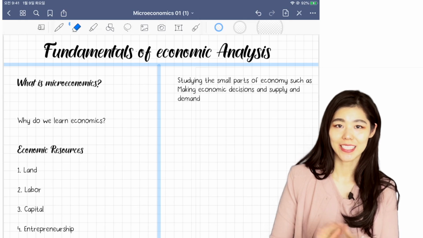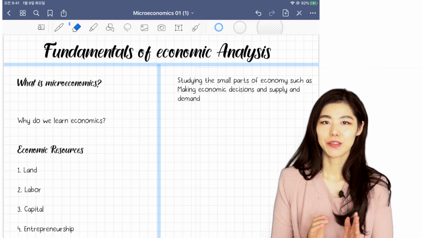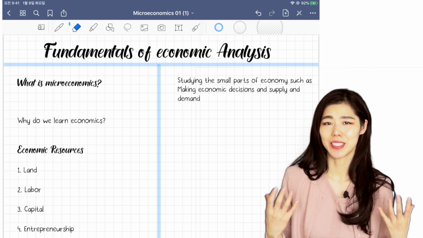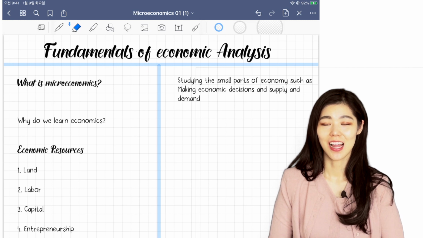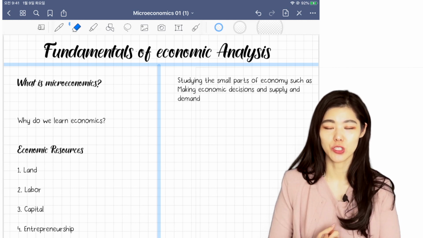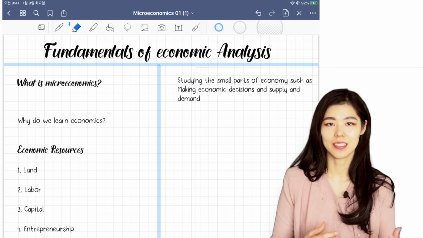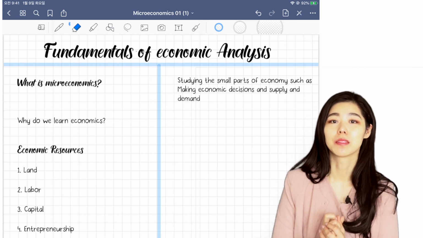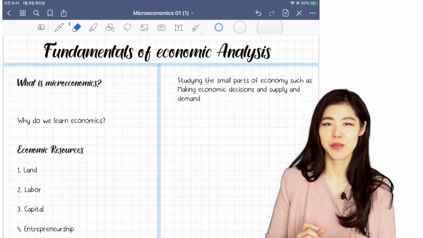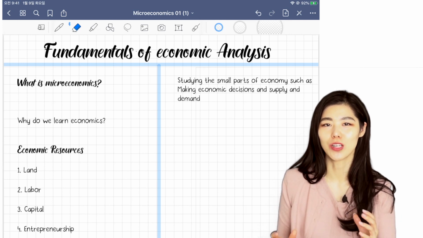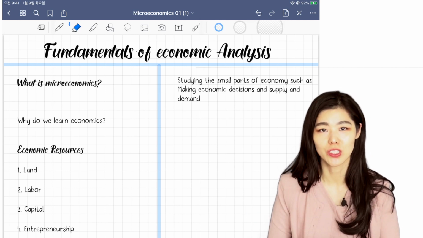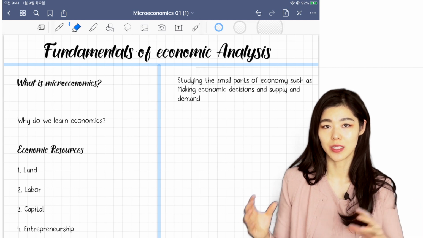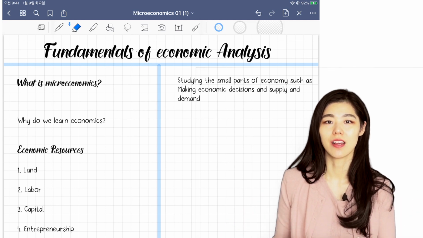Let's get started. What is microeconomics? Microeconomics is about learning the small parts of economy, like making decisions, you becoming a consumer, and deciding what to buy and how much to buy. And you could become a supplier and see whether you want to produce, how much labor you want to use. All these small decisions that we make as we live.